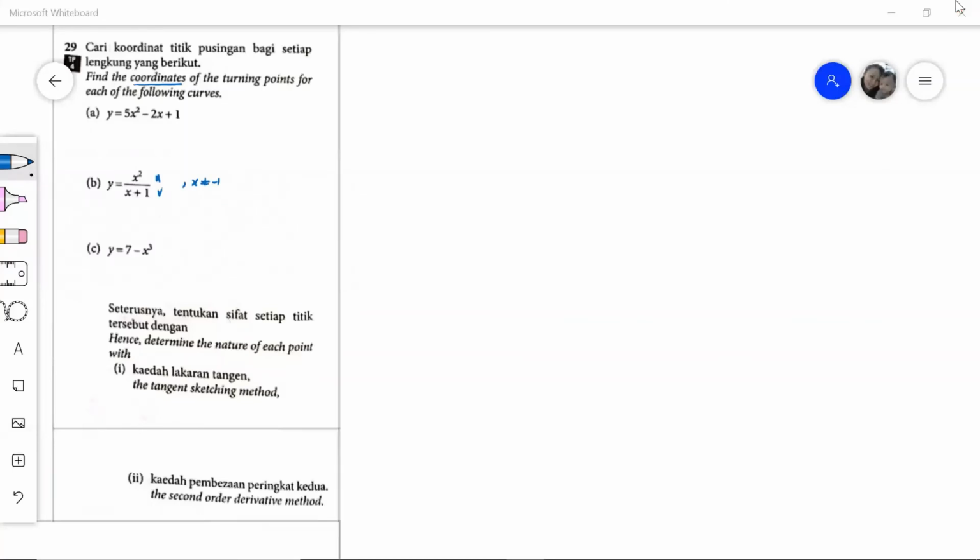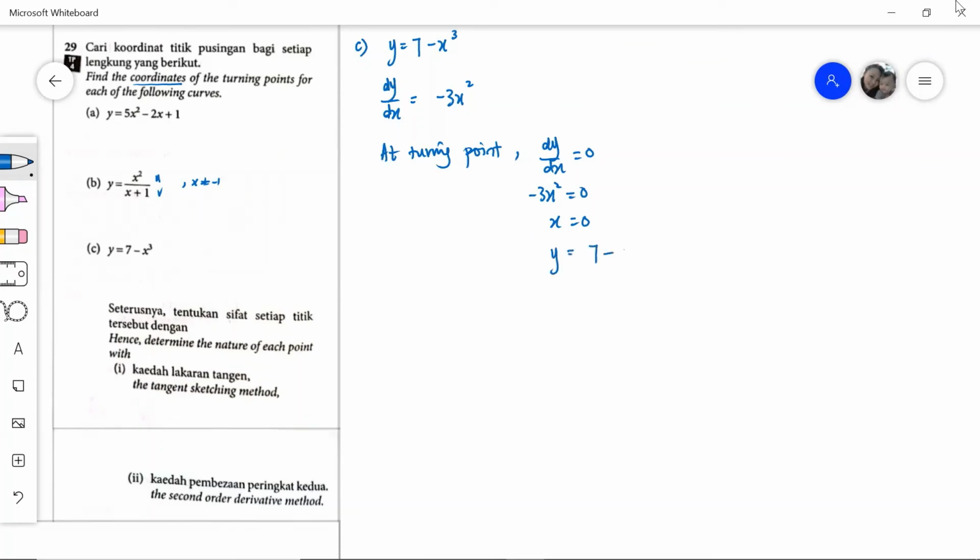Now let us look at part C. So for part C, y equals 7 minus x cubed. So find dy/dx first, the gradient function. So we have -3x squared. Okay, so at turning point, our gradient function dy/dx will equal 0. So -3x squared equals 0. So x must be equal to 0. And if we substitute x equals 0 into our function y, so 7 minus 0 cubed, we have 7.